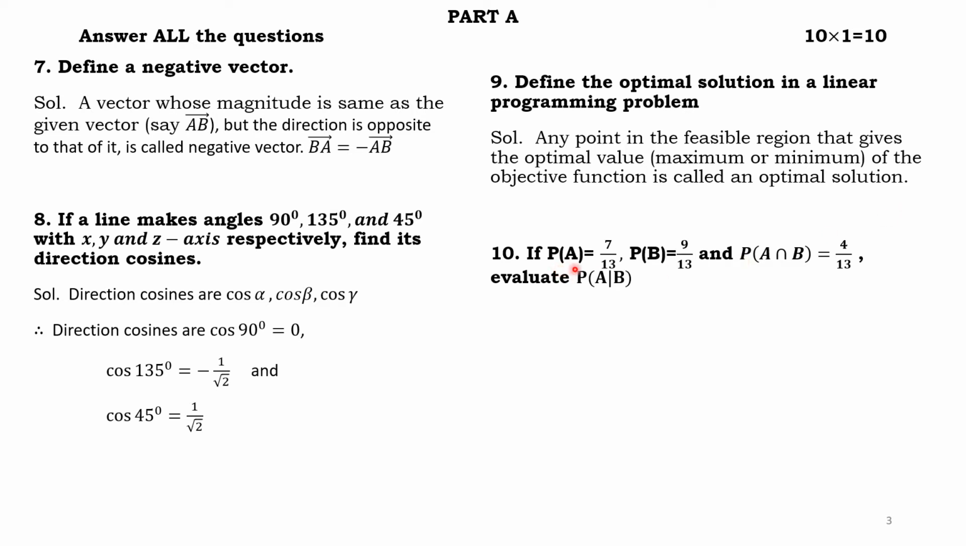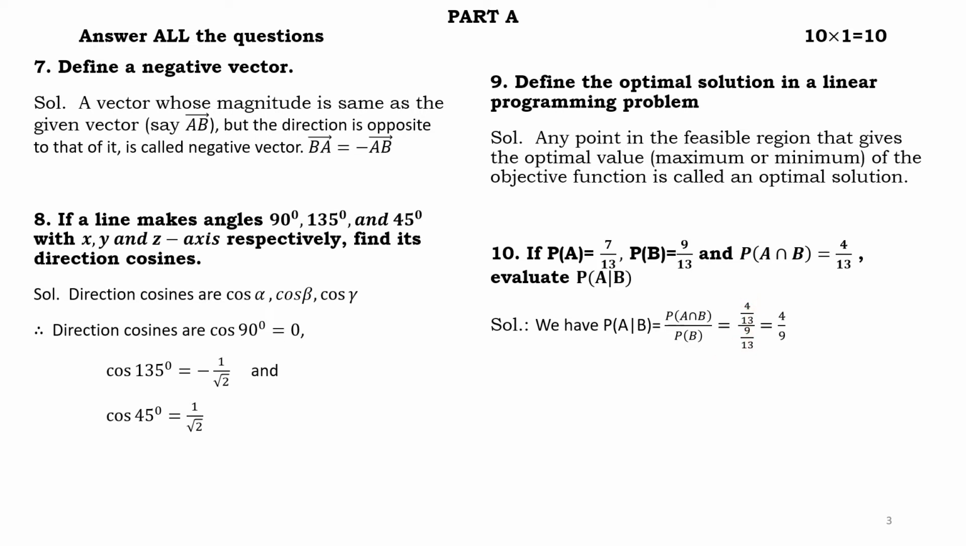Question number 10. If P(A) is equal to 7 by 13 and P(B) is equal to 9 by 13 and P of A intersection B is equal to 4 by 13, evaluate the conditional probability of A upon B. Therefore, by formula, the conditional probability of A upon B is equal to probability of A intersection B divided by probability of B. That is, P(A intersection B) is 4 by 13 and P of B is given as 9 by 13. So 13 gets cancelled. Answer is 4 by 9.